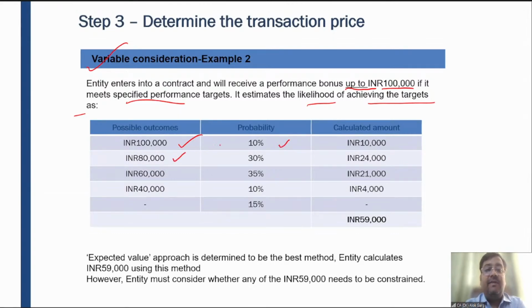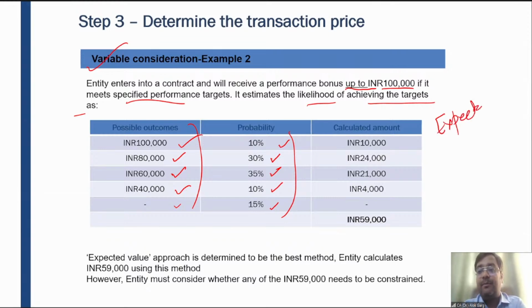The entity will receive 80,000 if the probability is 30%. The entity will receive 60,000 if the probability is 35%. The probability of receiving 40,000 is 10%. And the probability of not receiving anything is only 15%. Now, in this case, there are multiple outcomes. There are multiple outcomes of a single event of receiving a bonus. So which is the best approach?